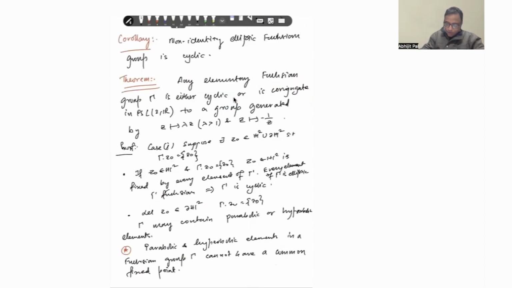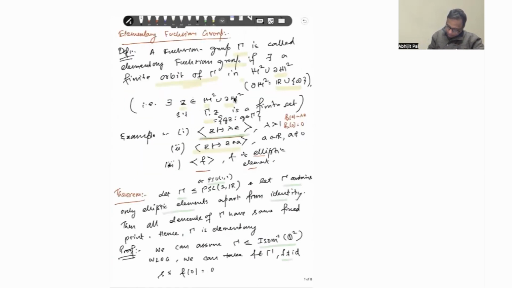Okay, so we have proved this theorem that all the elements of gamma have the same fixed point, and hence this gamma will be elementary. Now in addition, suppose this gamma is a Fuchsian group, meaning it is discrete and contains only elliptic elements. Then this gamma has to be cyclic.